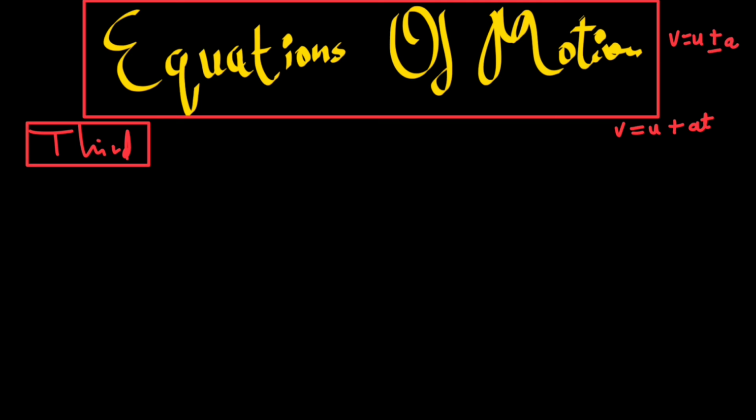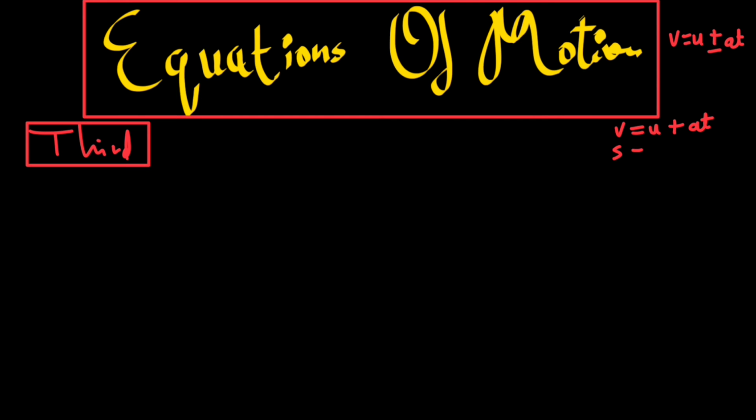Now, let's talk about the third equation of motion. Deriving the third equation of motion is a little bit tricky, and it involves a combination of both equation 1 and equation 2. Earlier we got that equation 1 is v equals u plus at. In its original form, we usually have it as v equals u plus or minus at: plus if it's accelerating, minus if it's decelerating. But we'll talk about that in another video. For now, let's just stick to the positive.